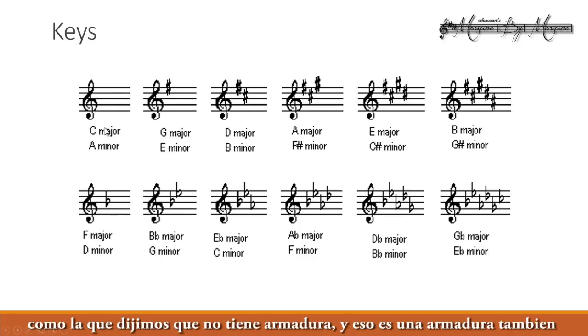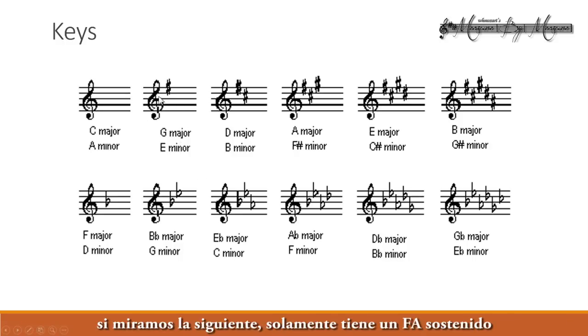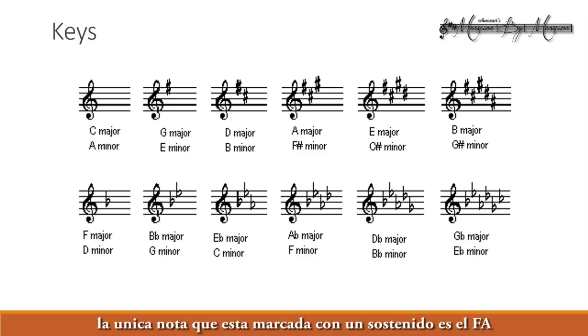Like we talked about, the one that has no key signature, which is a key signature in itself, is a C major scale or the relative A minor scale. Then if we look at the next one, it has just an F sharp, and that means that we will play all our Fs sharp. So G major scale is G, A, B, C, D, E, F sharp, G. See? Because the only note that's marked as sharp is the F.